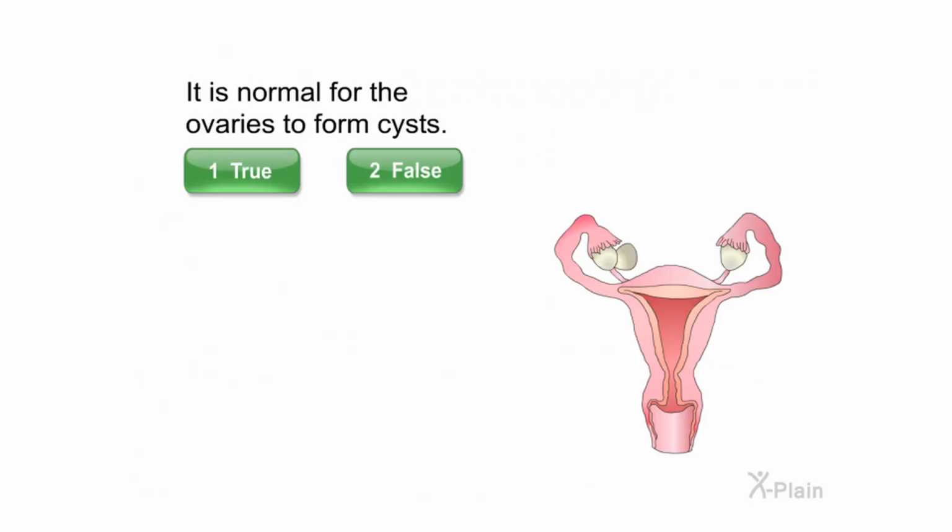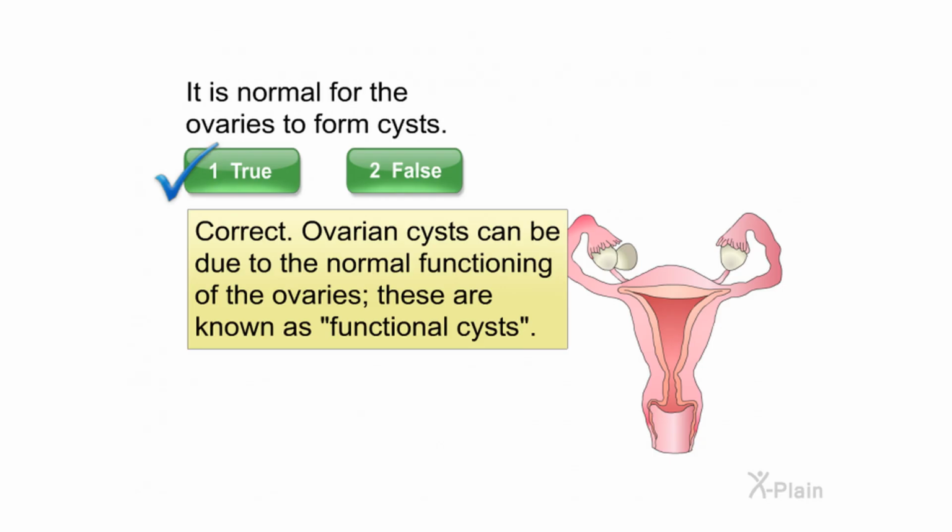It is normal for the ovaries to form cysts. Select true or false. Correct. Ovarian cysts can be due to the normal functioning of the ovaries. These are known as functional cysts.